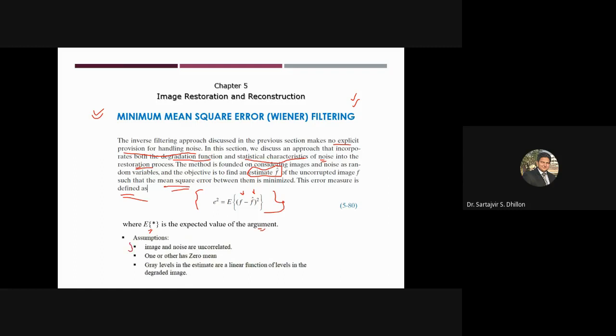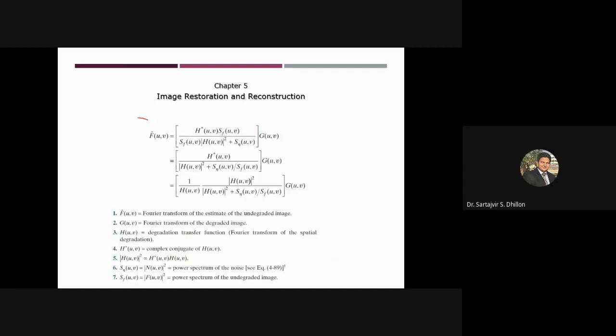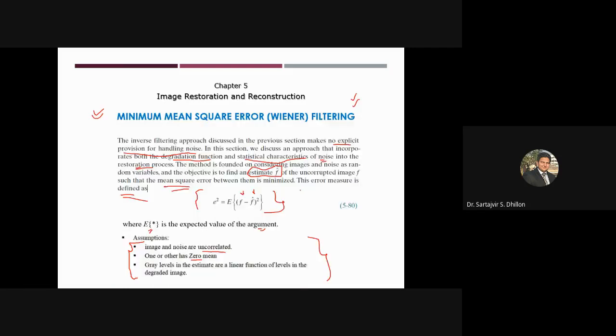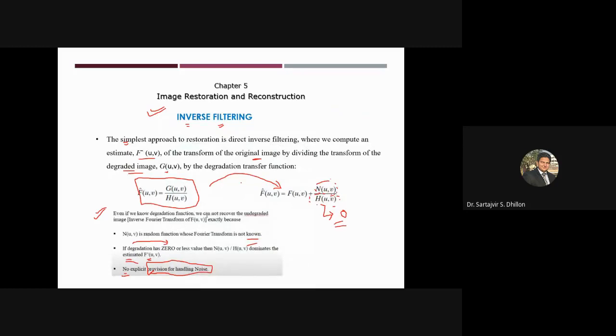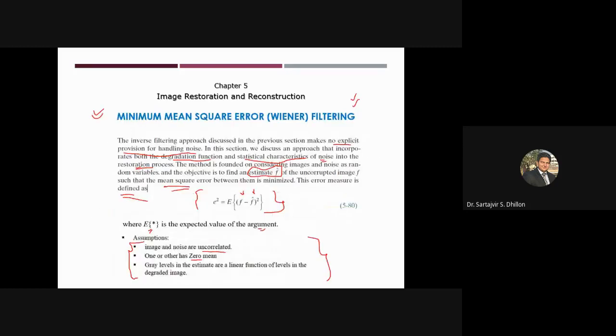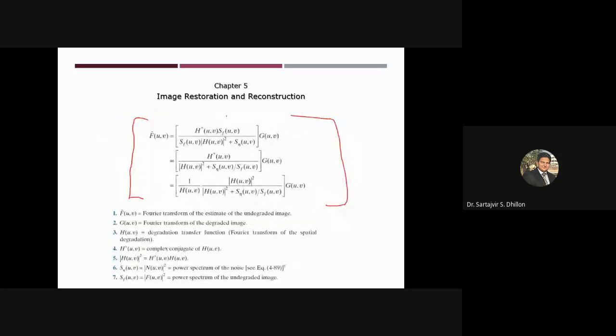Please note that there are some assumptions with respect to this model. The image and noise are uncorrelated, and one or the other has zero mean. Gray levels in the estimate are a linear function of levels in the degraded image. So these are the assumptions while you are implementing this minimum mean square error filtering, and this is the operation you can just compare with respect to this one. Here you can compare it, and the degradation function has been modified.